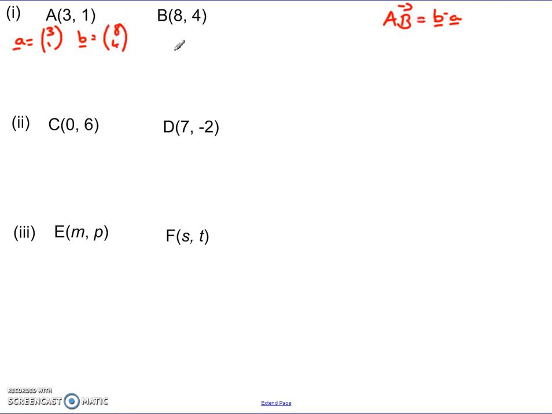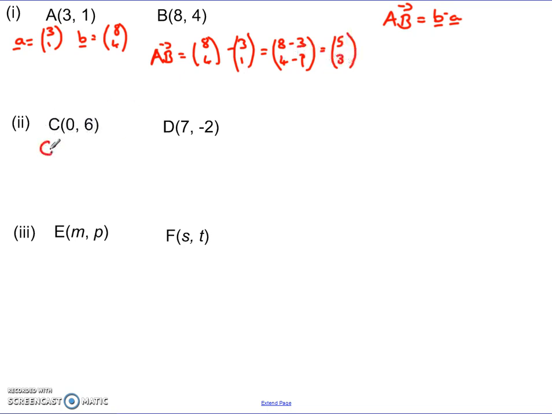I can now use them to calculate the position vector from A to B. So it's going to be B minus A. So in this case, it's (8, 4) take away (3, 1). Now remember, when we do this, we do top take away the top, bottom take away the bottom. So in this case, it's 8 minus 3, 4 minus 1. Do both these calculations, and you get (5, 3). So that tells me to move from A along to B, I go along 5, then up 3.